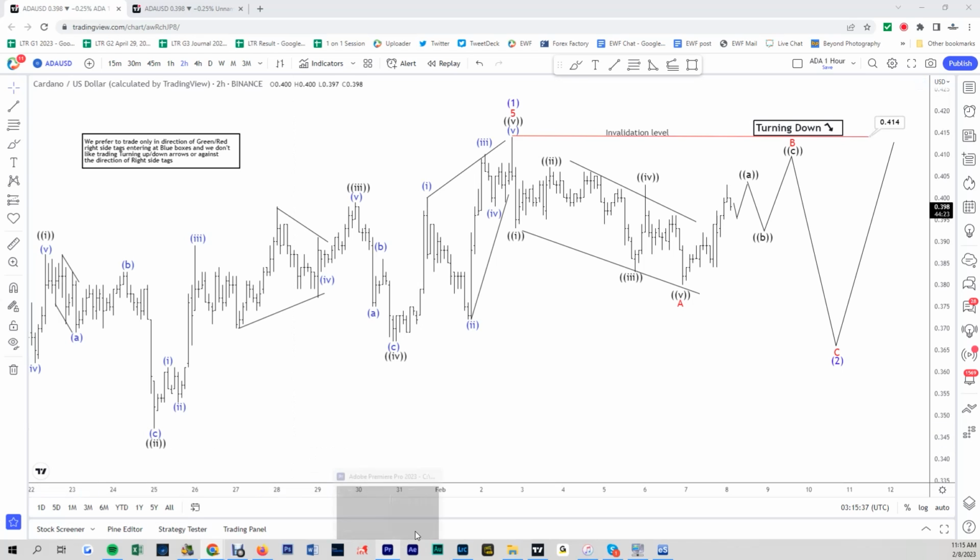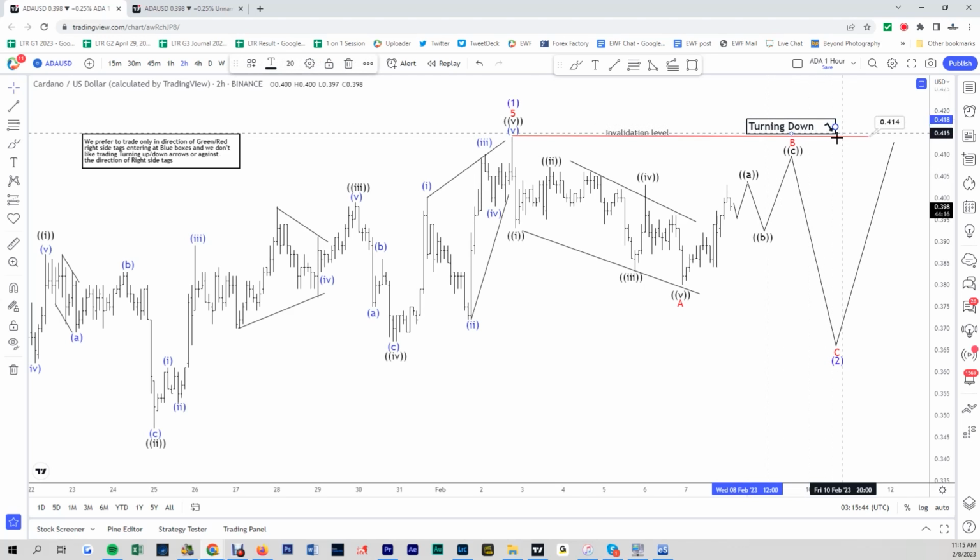And today we're going to be looking at a new instrument that we just recently added in our service. This is to replace some of the existing instruments. This is Cardano, a cryptocurrency, and this is a 2-hour time frame.